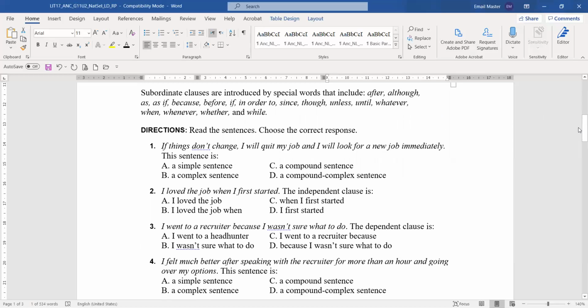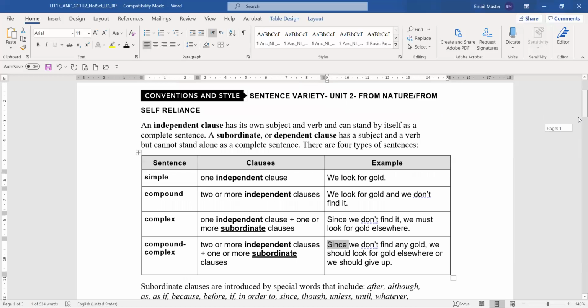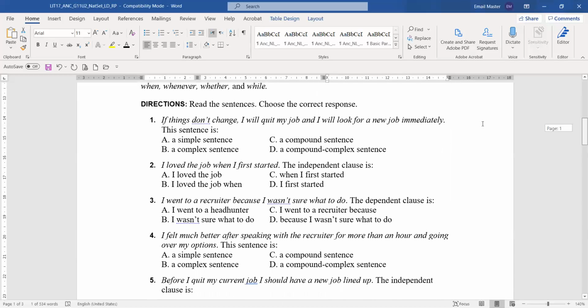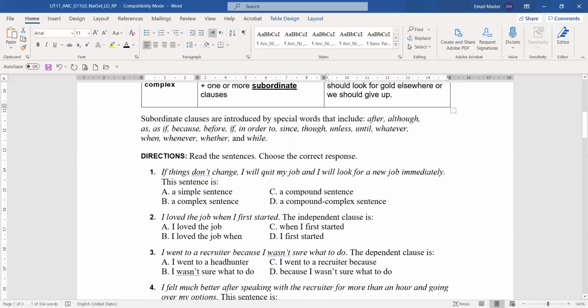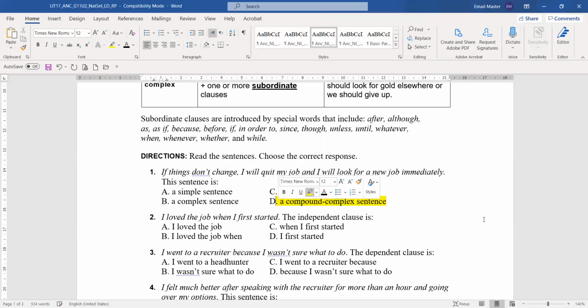If things don't change, I will quit my job and I will look for a new job immediately. So here we have if, and if is in the list of our subordinate dependent clause. So that means this is a complex sentence. I will quit my job and I will look for a new job immediately. So if we also have a FANBOY combining two independent sentences, that makes a compound complex sentence.